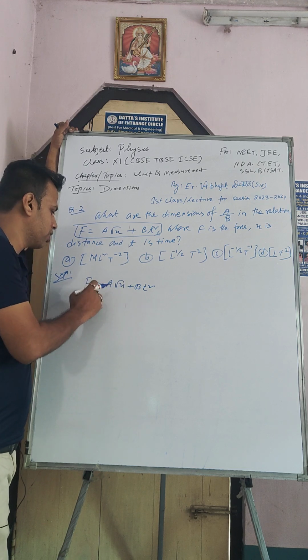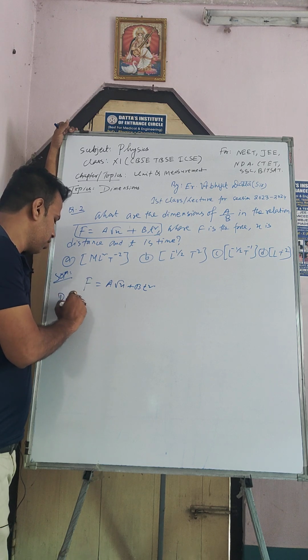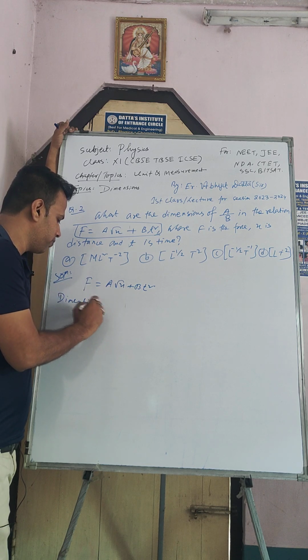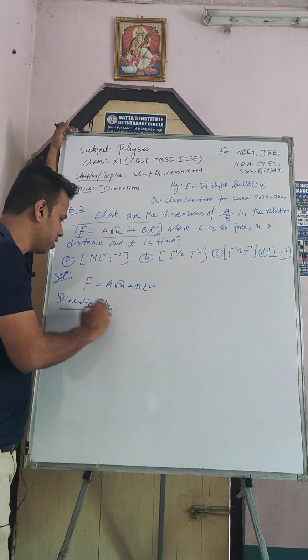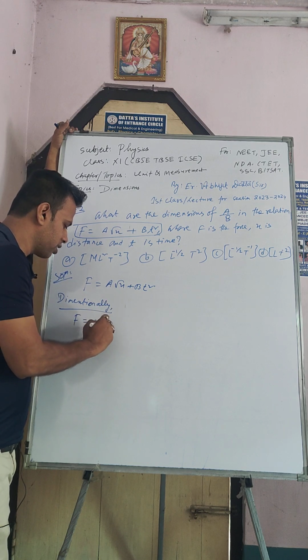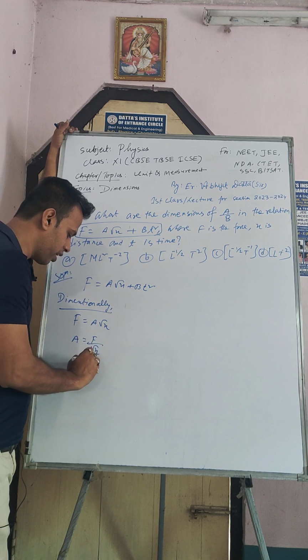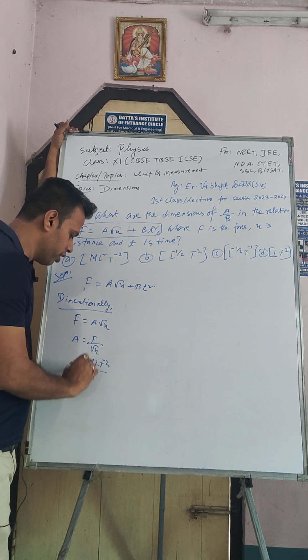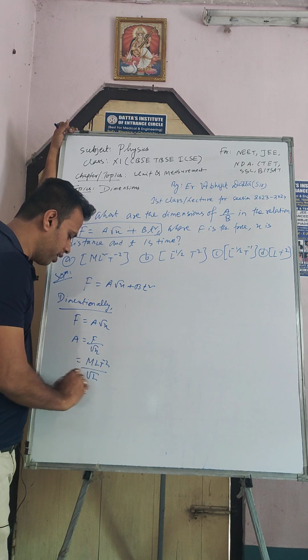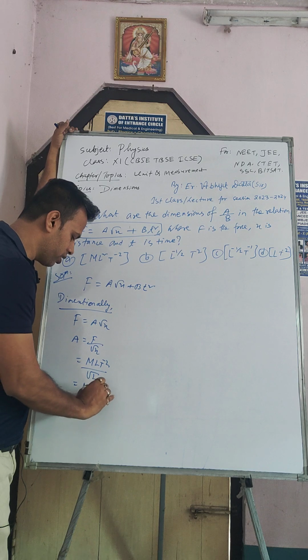Now we can say dimensionally F equals A root over x, is it not? So A equals F by root x. F is M L T to the power minus 2, and x is length, so root over L. If I cut this one, it will be M L to the power half T to the power minus 2.